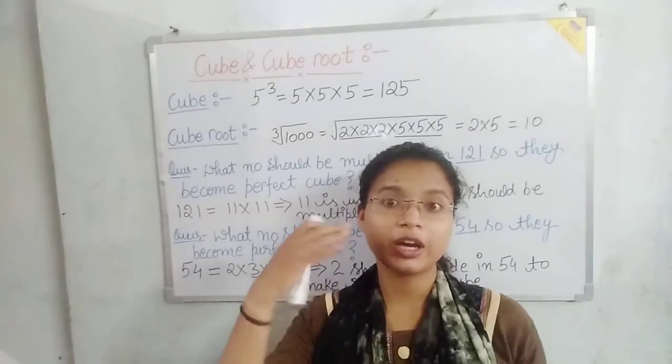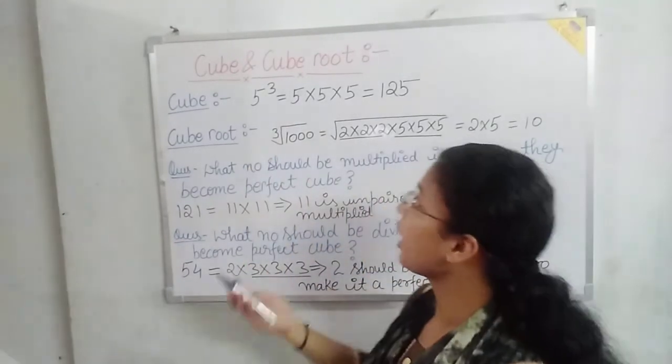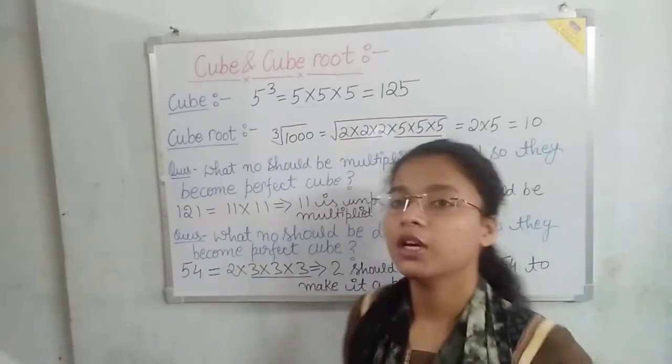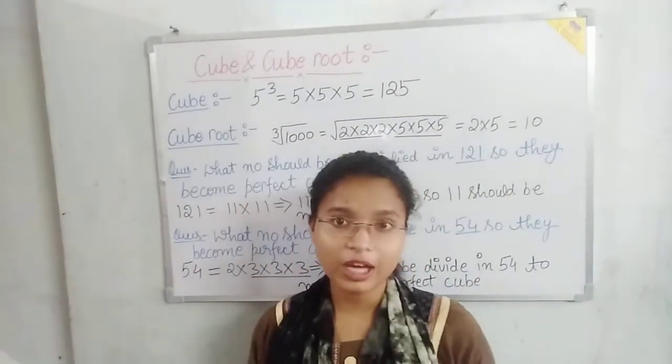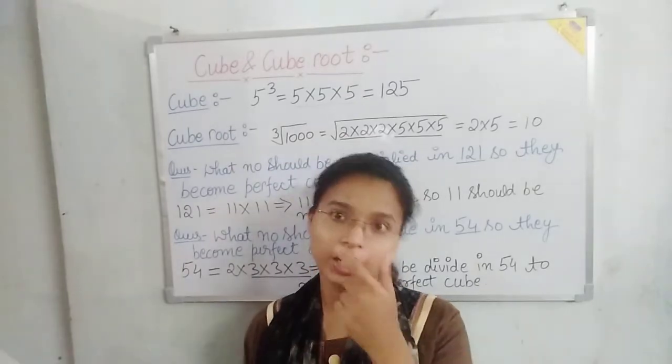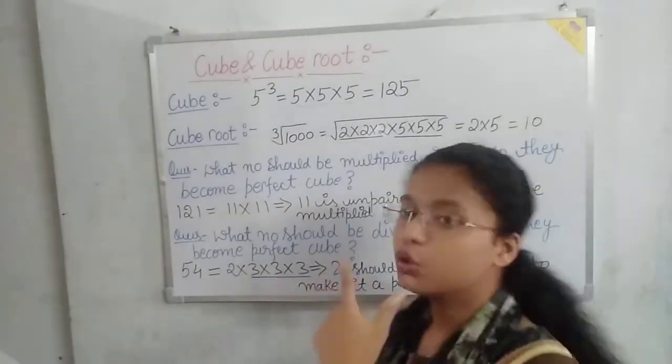5 cube means 5 to the power 3, which you can write as 5 into 5 into 5. When you multiply it, you will get 125, which means 125 is the cube of 5. Clear? Now the next is cube root.